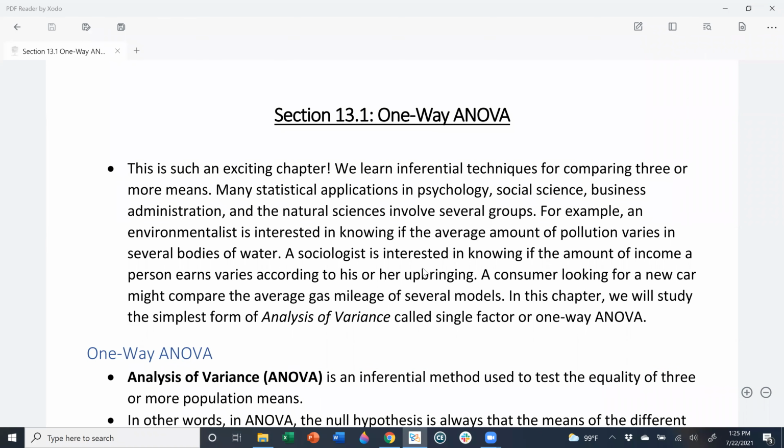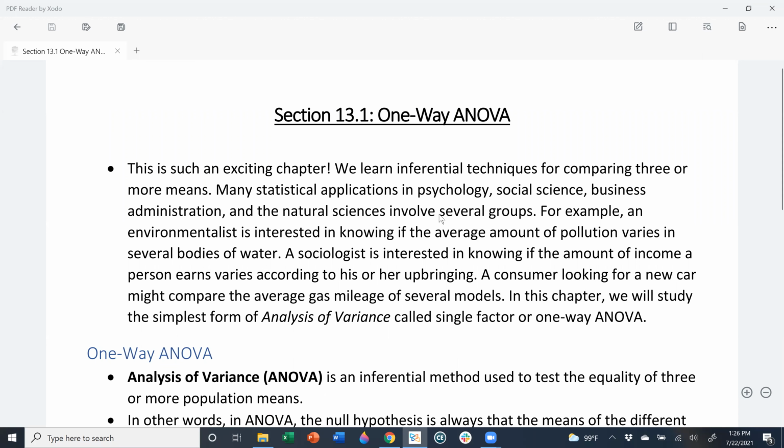All right, so section 13.1, just to introduce the concept of a one-way ANOVA, which is the acronym for analysis of variance. Can you tell that I'm excited? This is such an interesting application of statistics. We learn inferential techniques for comparing three or more means. So far we've just tried to find out how confident we can be that certain samples are within the true population mean. Then we compared two separate means, and now we can compare multiple means, three or more.